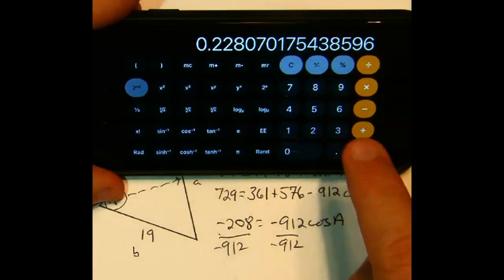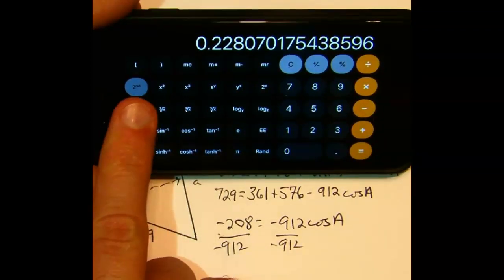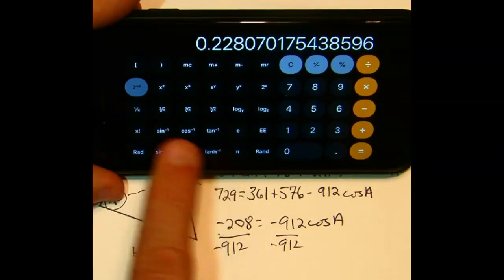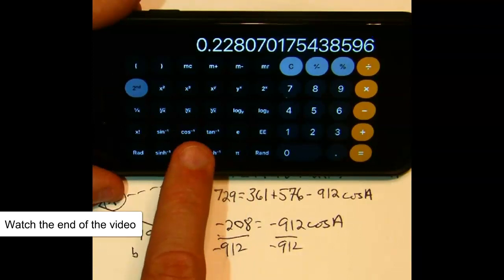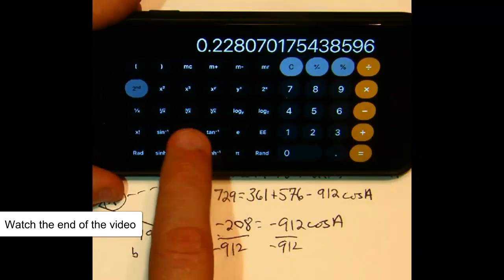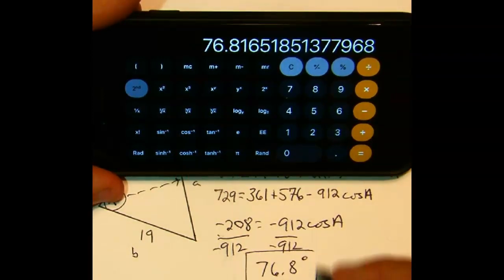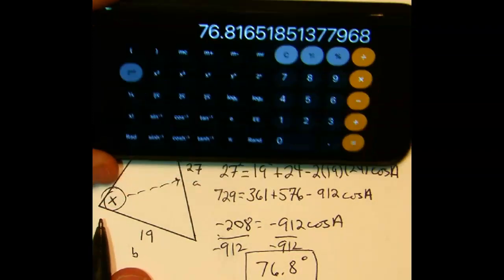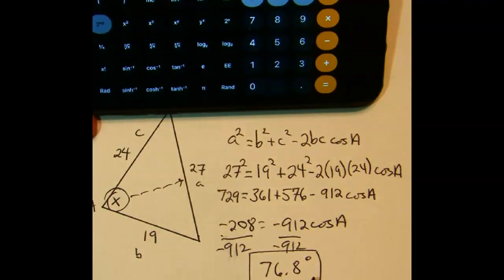Now, in order to find the angle, we take the inverse cosine. Since we already pressed the second button, you'll notice it's already highlighted, so as long as you see that highlighted, you can press the cosine, because this is the inverse of cosine. When I press that, I get 76.8 degrees. So the measure of angle A, or angle X, is 76.8 degrees without having to use a protractor.